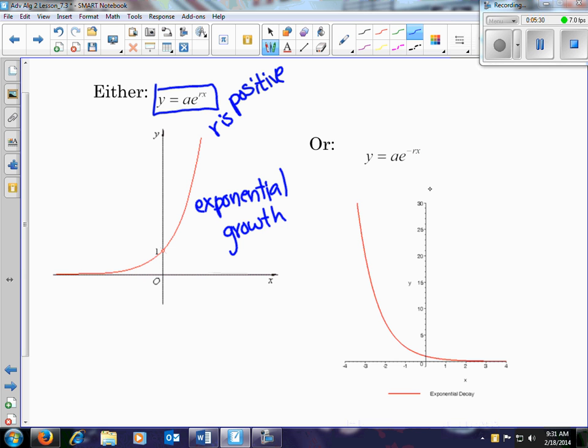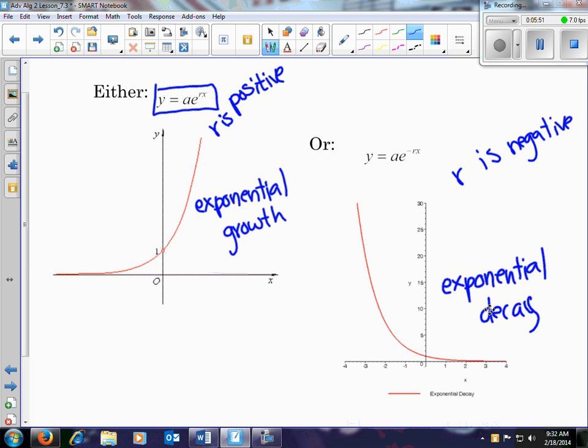Or we're going to have negative r. If r is negative, then I'm going to have an exponential decay. Now, we've already talked about exponential growth and exponential decay. We should have the general idea of how the shape works.